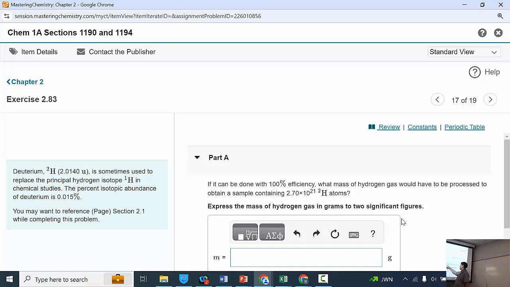If it can be done with 100% efficiency, what mass of hydrogen gas would have to be processed to obtain a sample containing 2.70 times 10 to the 21 deuterium atoms? And so if we could just make this, is this the question here?